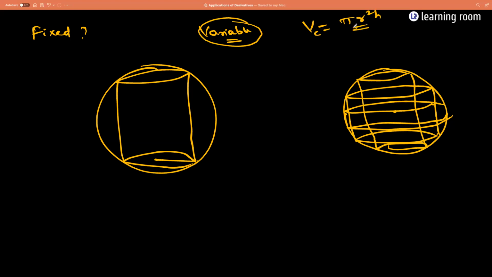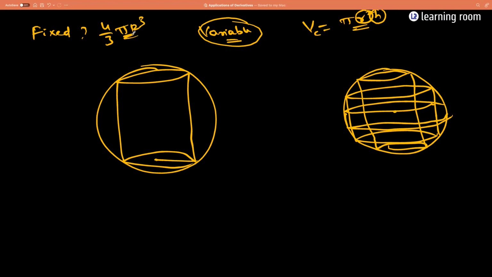I look at the variables. To decide whether this volume is maximum or minimum, I know that I need to differentiate. But here the challenge is, if I need to differentiate, I need to ensure that the volume of my cylinder is a function of how many variables? One variable. But how many variables do I have here? Small r and h, two. So to make the volume of the cylinder a function of one variable, I will take the help of the fixed value, that is 4/3 pi r cube.